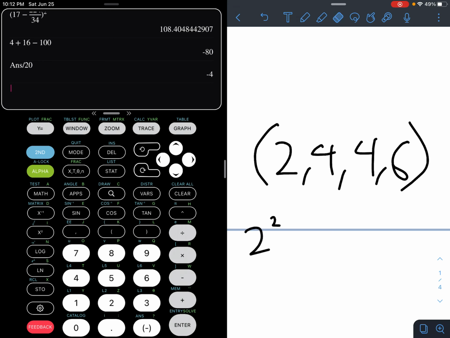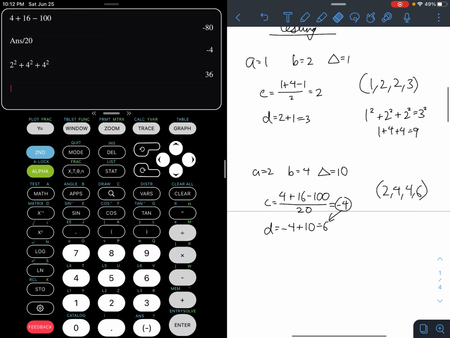So let's just test this out. Just to be quick, I'm gonna put in here 2 squared plus 4 squared plus 4 squared, and that is 36. So that works.